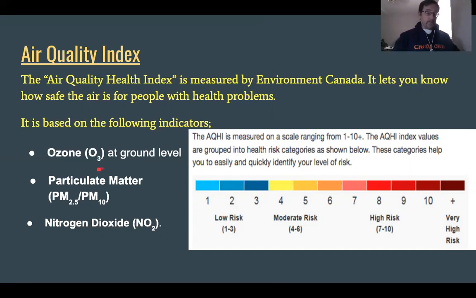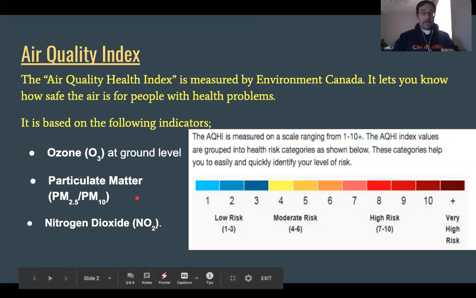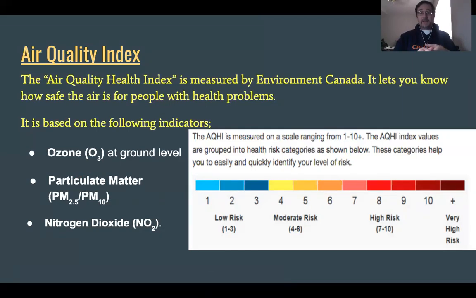Particulate matter PM2.5 and 10 refers to 2.5 micrometers. So that's the diameter of one particle of this matter. That's very small. That's things like nitrogen oxide, nitrogen dioxide, carbon dioxide, carbon monoxide, very small molecules. Particulate matter of 10 micrometers in diameter is something larger like dust, pollen, dirt, things like that.